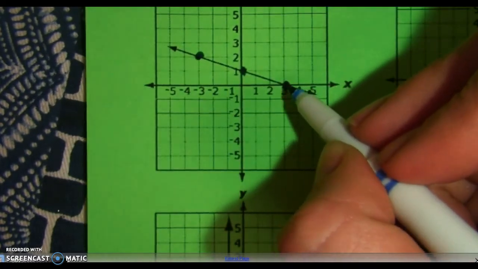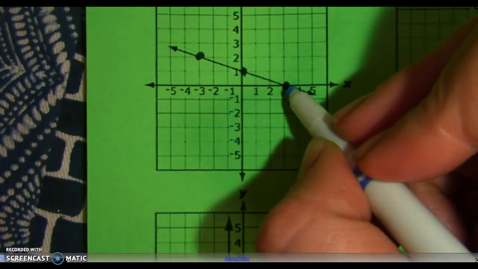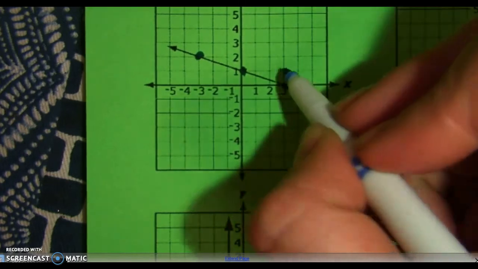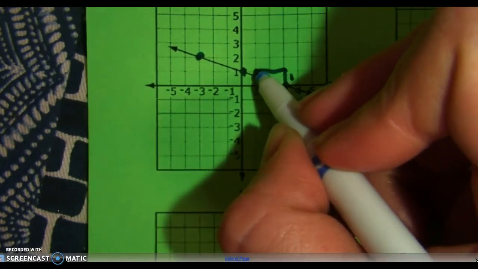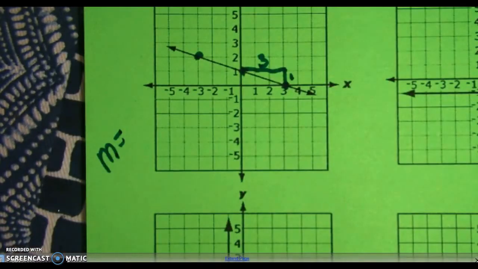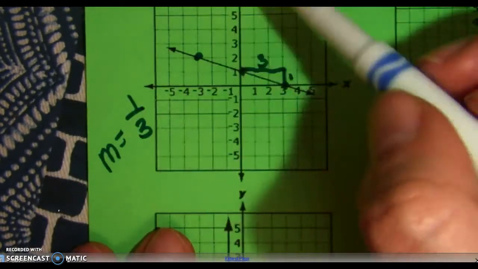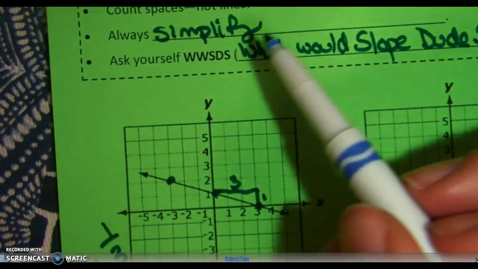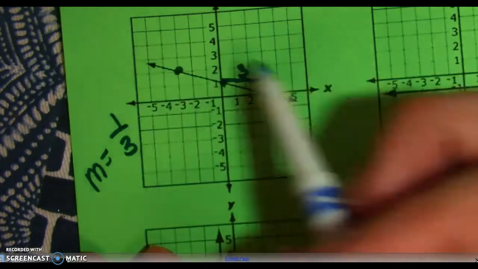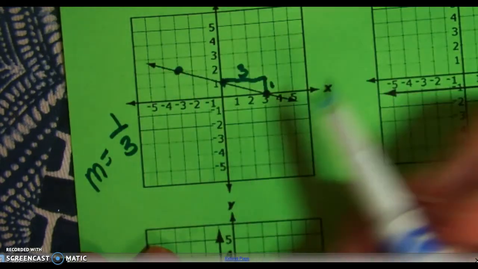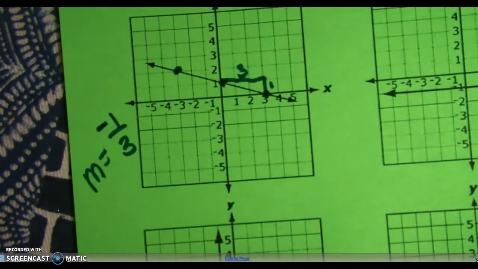So remember, it's always rise. So our rise, I'm going to count going up. So I went 1 up, and then I went 1, 2, 3, 3 over. So my slope, and they use the letter M to simplify for slope, I don't know why, is 1/3. All right, I counted my spaces, I'm simplified, but now we have to ask ourselves, what would slope dude say? And remember, slope dude would be skiing, we read left to right, he's skiing down the mountain, so it's -1/3.